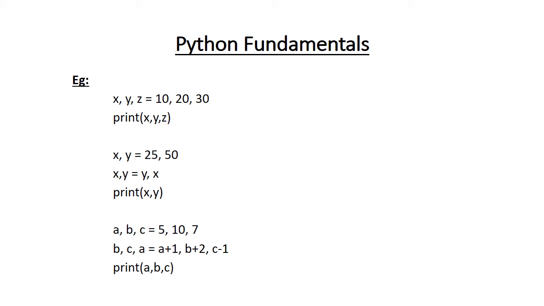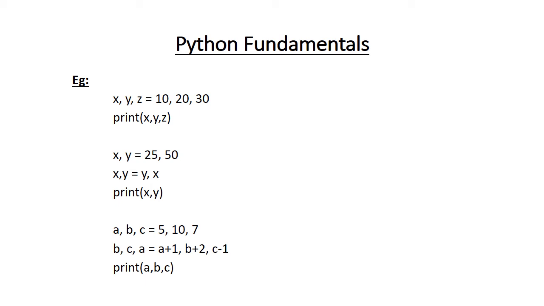Second example: x, y = 25, 50. Now see the next line: x, y = y, x. That means now x gets the value of y and y gets the value of x. This is a clear-cut example of swapping. There is no need to introduce a third variable or to use any arithmetic operators. Directly you can assign. That's a speciality of Python. Print x, y. Now the values are interchanged: x is 50 and y is 25.